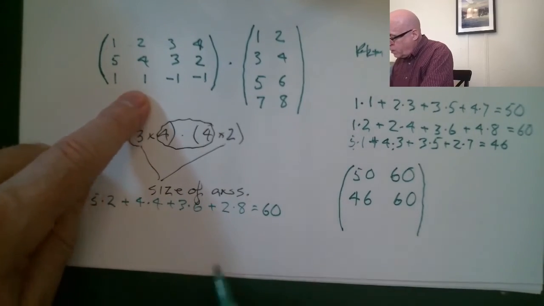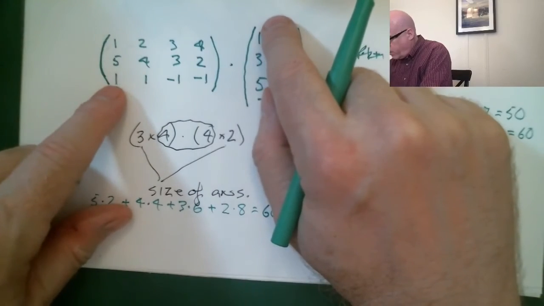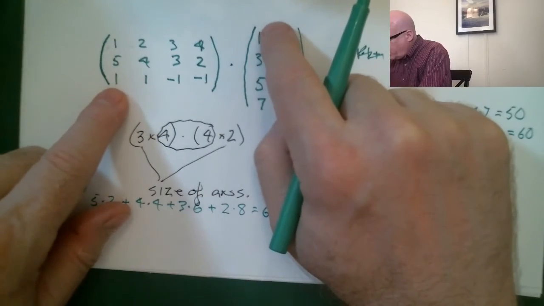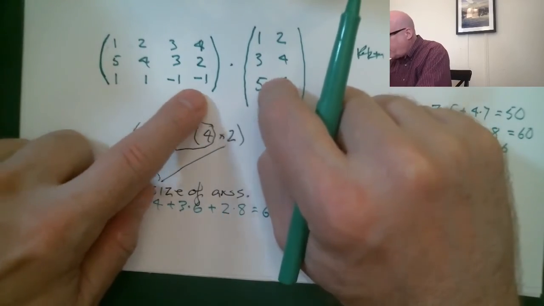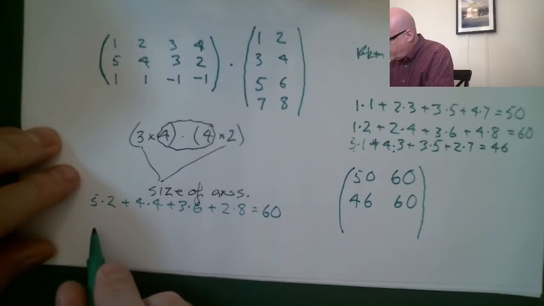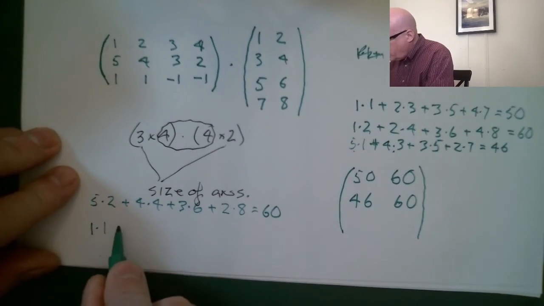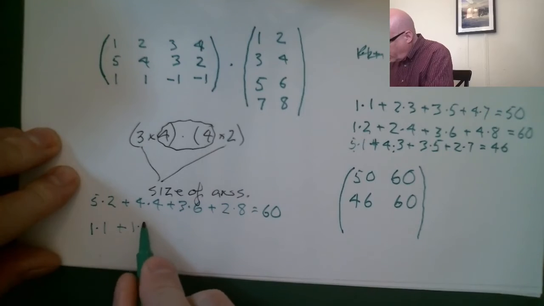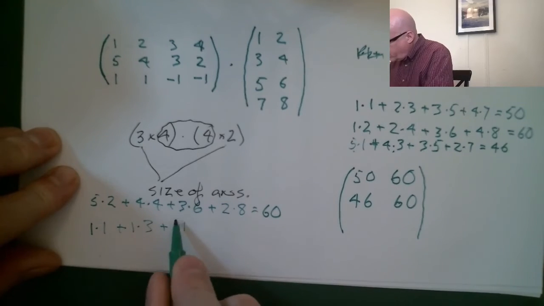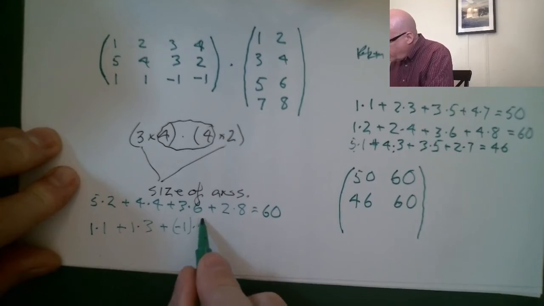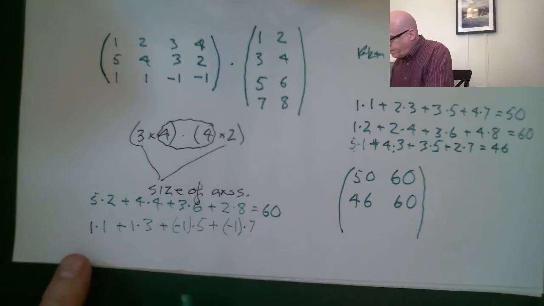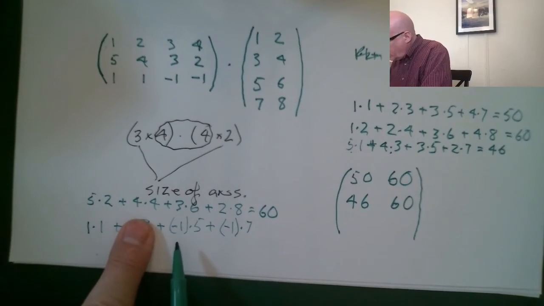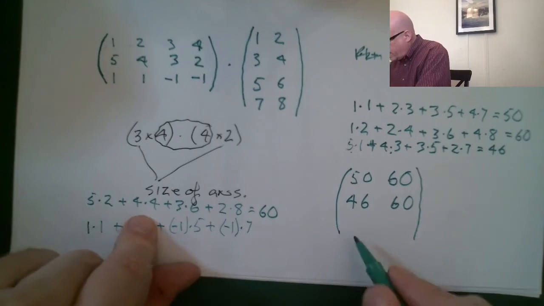That's nice. So what's our third row, first column going to be? It's 1 times 1, 1 times 3, minus 1 times 5, minus 1 times 7. So that, let's do it again. 1 times 1 plus 1 times 3 plus minus 1 times 5 plus minus 1 times 7. 1 and 3, that's 4. And these two together are minus 12. 4 minus 12. Sounds like negative 8, doesn't it?